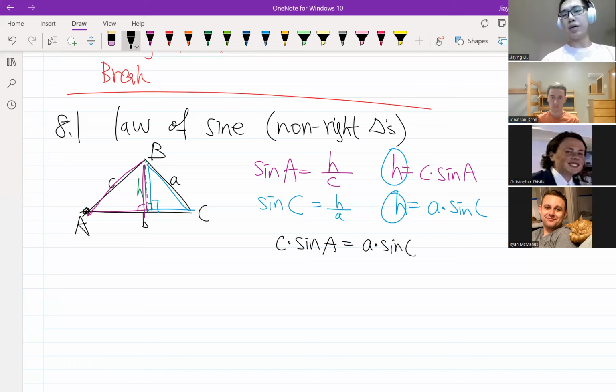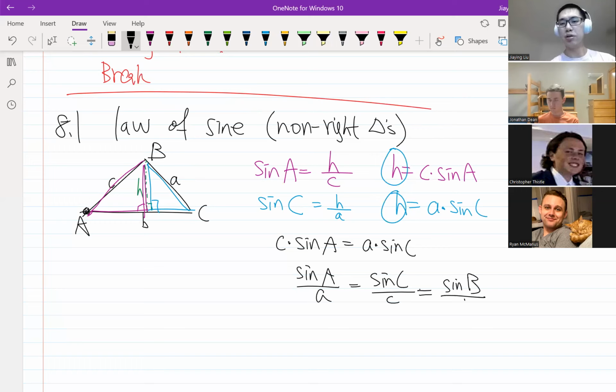And rewriting it by dividing by a and dividing by c on both sides, we get sine A over the length a is equal to sine angle C over the side c. And if we extend it to a different height, we end up with sine A over a equals sine C over c equals sine angle B over side b. So that's called the law of sine.